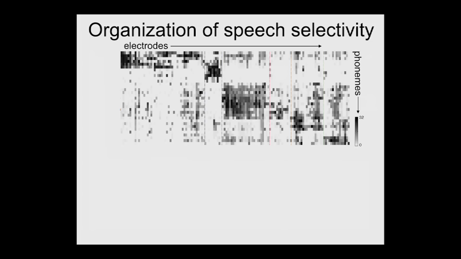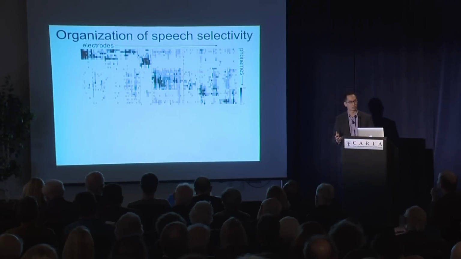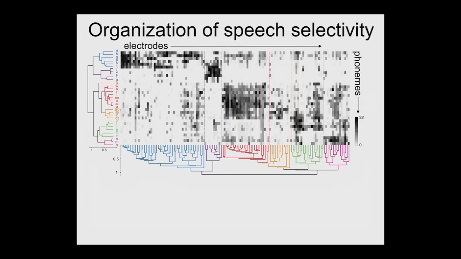And like I just showed you before, the vertical axis is actually how they're organized by different phonemes. And what we did here was we used a statistical method called hierarchical clustering. And what hierarchical clustering is used for is finding the patterns in this data. And what the hierarchical clustering showed us and sorted this data was that, in fact, there is indeed structure in the brain's responses to human speech sounds. And it looks like this.